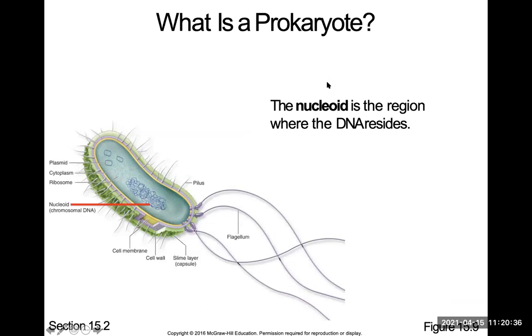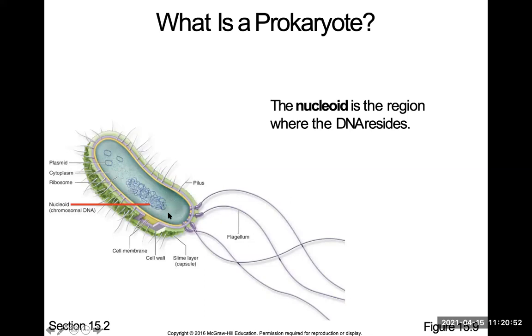Okay, now we are going to look at the structures. So this is a prokaryotic cell. It's not this big in size. This is just for educational purposes. In the middle, in this region, it has nucleoid. That's where the DNA material is.